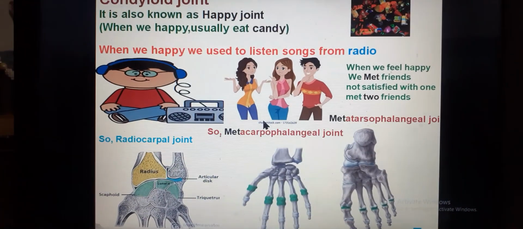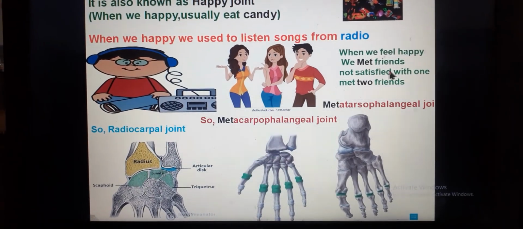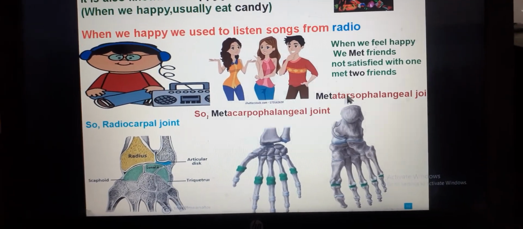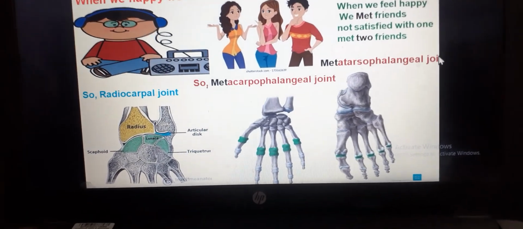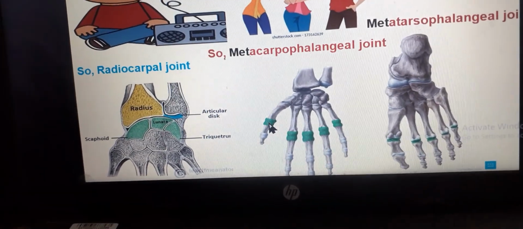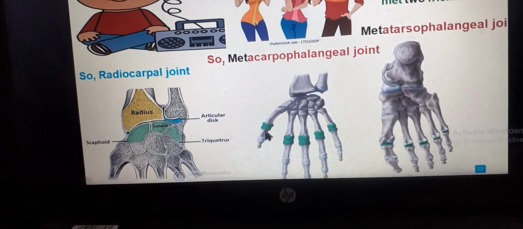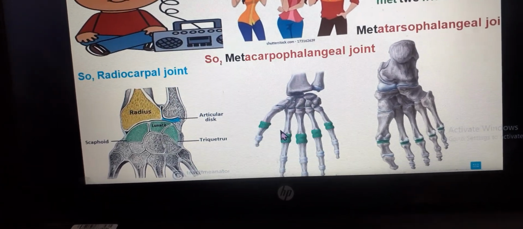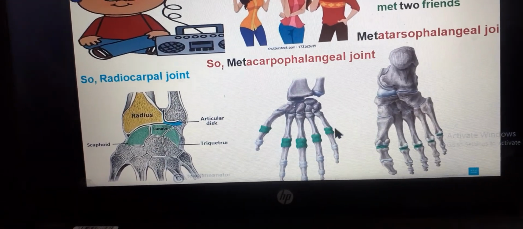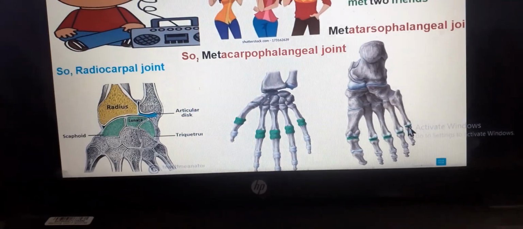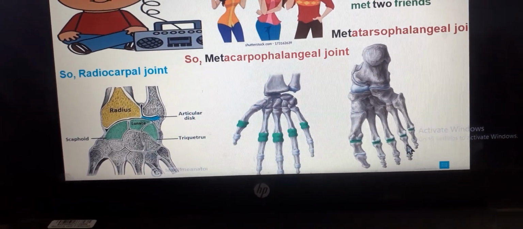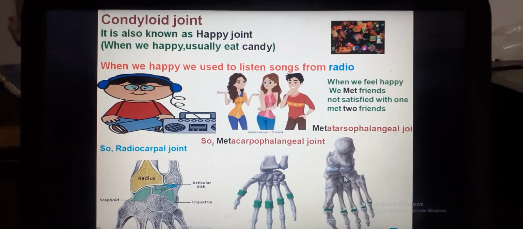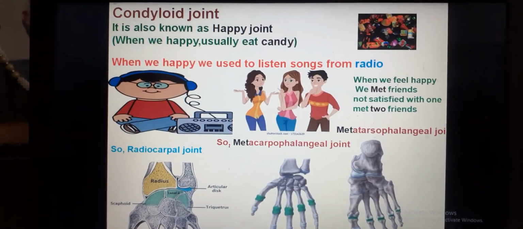Okay, and when we feel happy, we meet friends, not satisfied with one, we meet two friends. So met, metacarpophalangeal joint, and another met is the metatarsophalangeal joint. In the hand, in between the metacarpal and the proximal phalanx, this is the metacarpophalangeal joint, and in between the metatarsal and the proximal phalanx, this is the metatarsophalangeal joint in the foot. Okay, these are examples of condyloid joint.